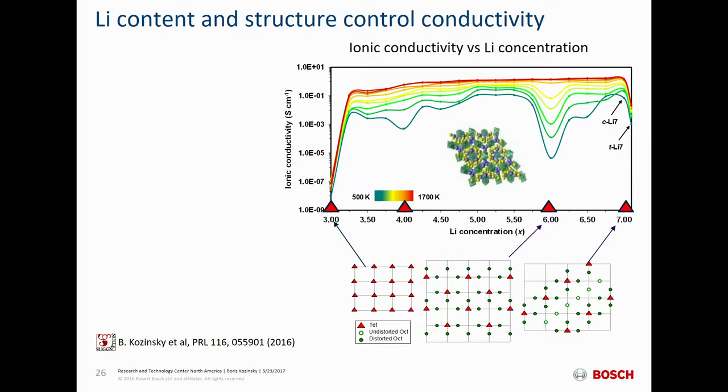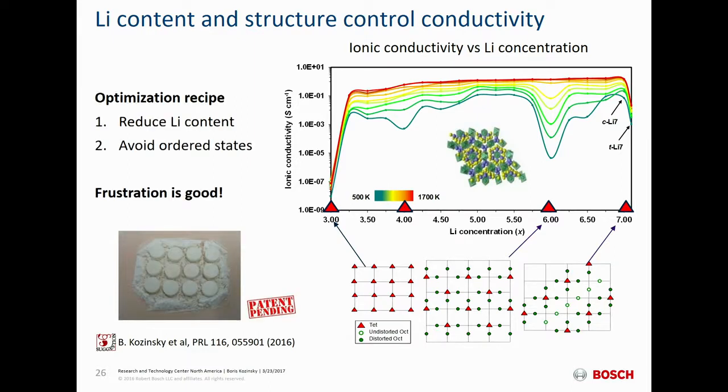So this gave us new materials and recipes for improving, in this particular case, ionic conductivity by telling our experimental partners to remove lithium and to make the material as disordered as possible. So this was interesting.